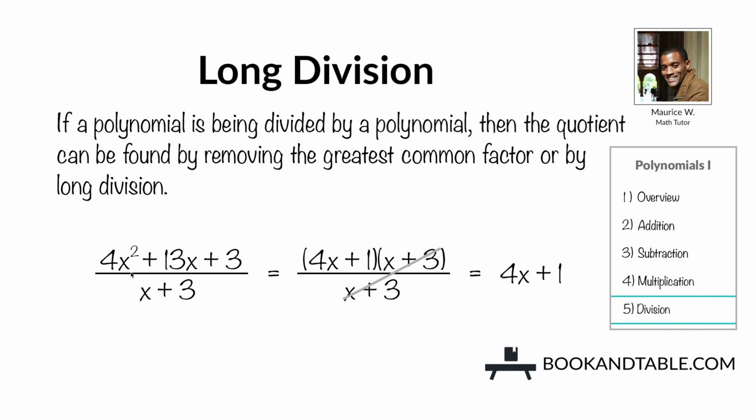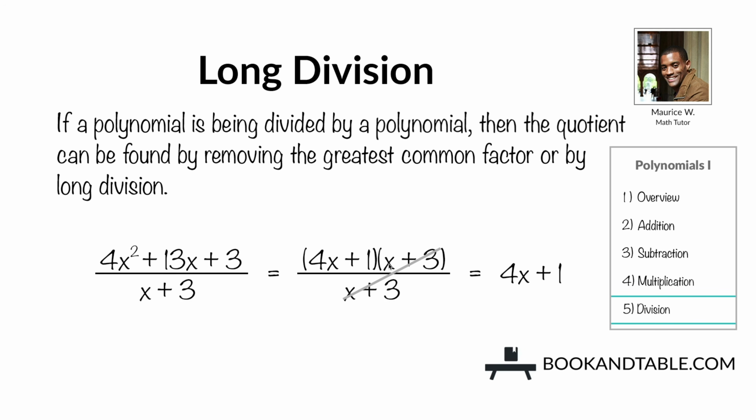So for example, 4x squared plus 13x plus 3 divided by x plus 3. This can be simplified by breaking up 4x squared plus 13x plus 3 into two factors, 4x plus 1 times x plus 3. And this factor in the numerator, x plus 3, cancels out x plus 3 in the denominator, leaving you with just 4x plus 1. So that is how you would find the quotient through factoring.